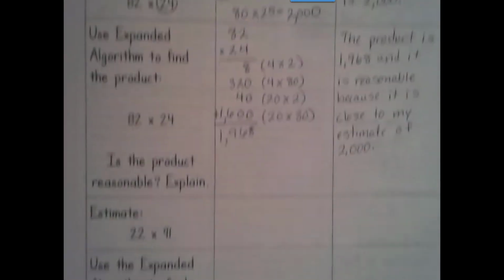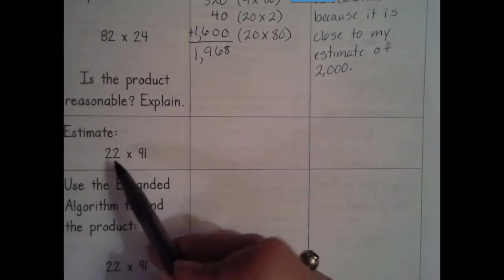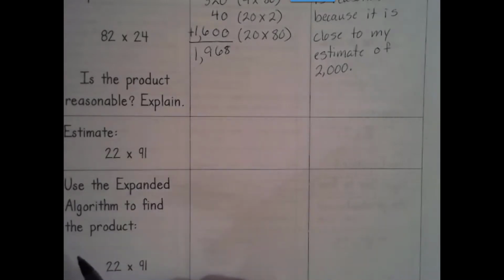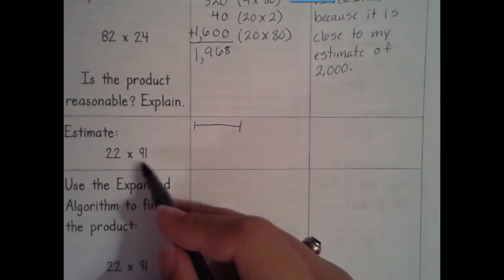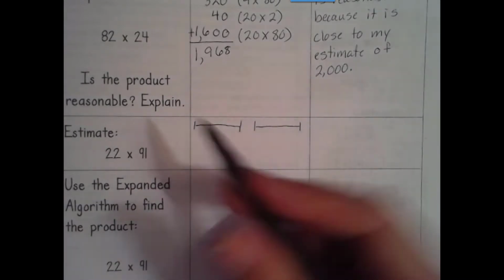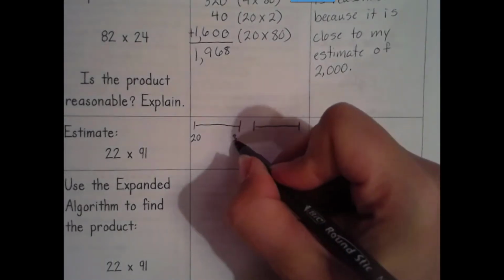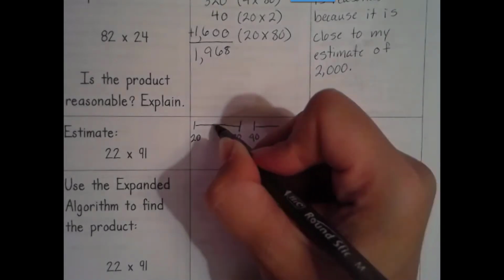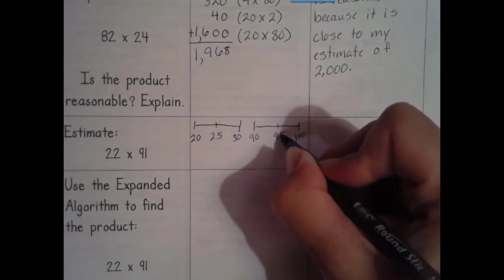Alright, our next one. So this number, it's a little closer to 20 than 25, so I'm not going to use my compatible number of 25. So I'm going to go ahead and do rounding. And 91 is not close to 25 at all. So I'm going to round both of them to their largest place, which is a tens place. 22 is between 20 and 30. 91 is between 90 and 100. Halfway is 25. Halfway is 95.